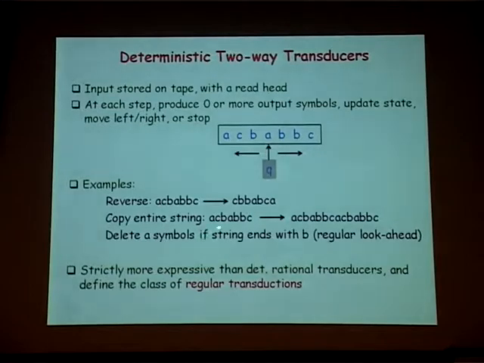So for example, if my string is ACB, ABBC, suppose I want to output the same string followed by another copy of that string. So I want to map W to WW. It's kind of obvious how to do that. So you start at the left, read the whole thing, at every step output what you read. Then when you reach the right end, come back. On the reverse pass, don't output anything, but then do another pass. So a two-way transducer can go back and forth on this tape.